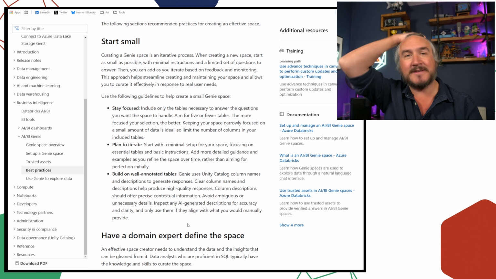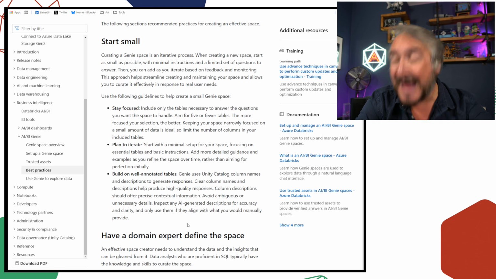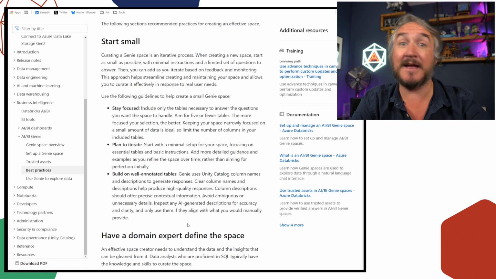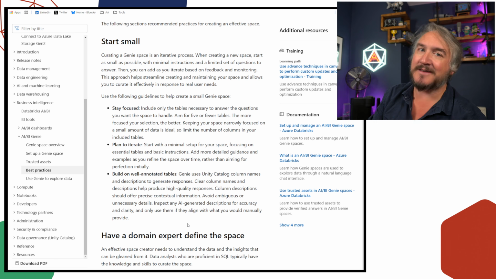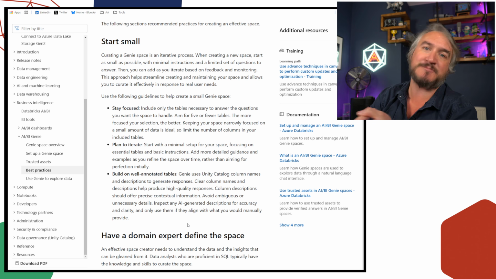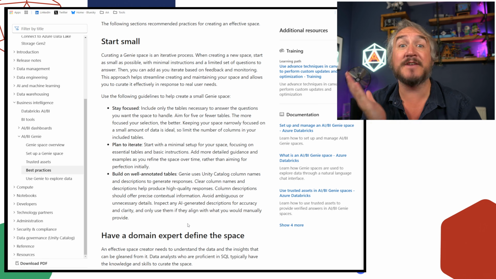Building on well-annotated tables is an absolute no-brainer. You have to do this on something that actually has the real business context in it. What does that mean? That means Unity Catalog. It means good column descriptions. It means tagging. It means foreign keys and primary keys. It means doing your data modeling and your data governance well.